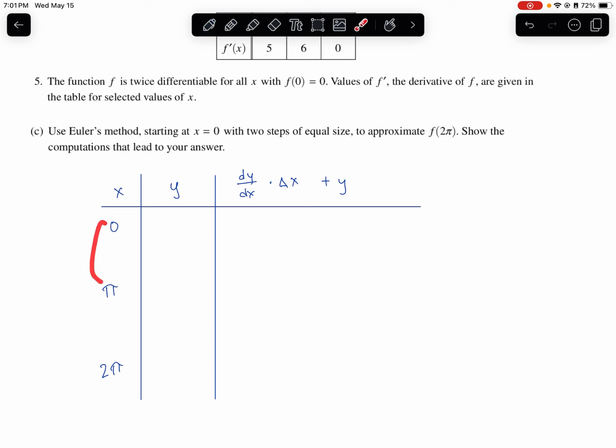So that means delta x is equal to pi, and then pi.